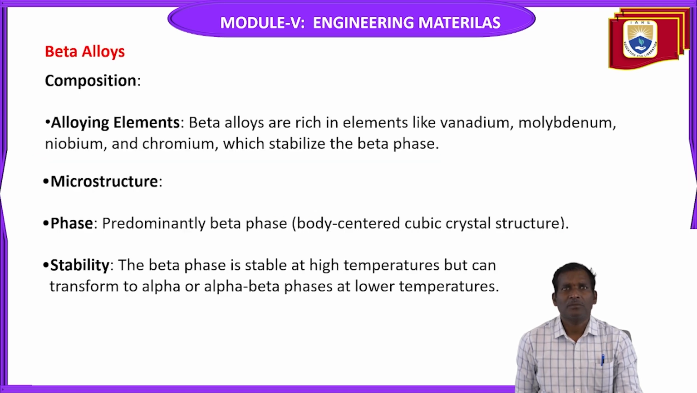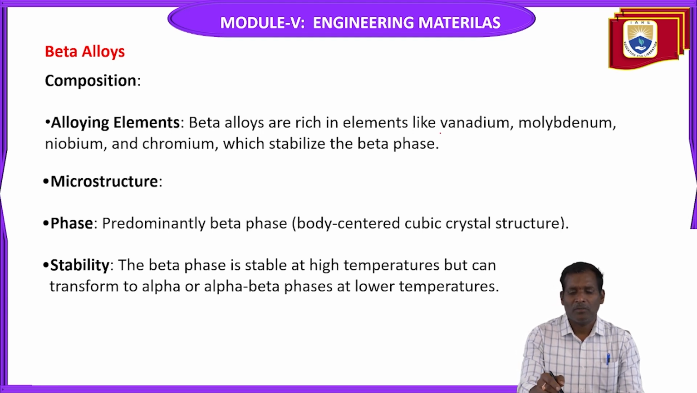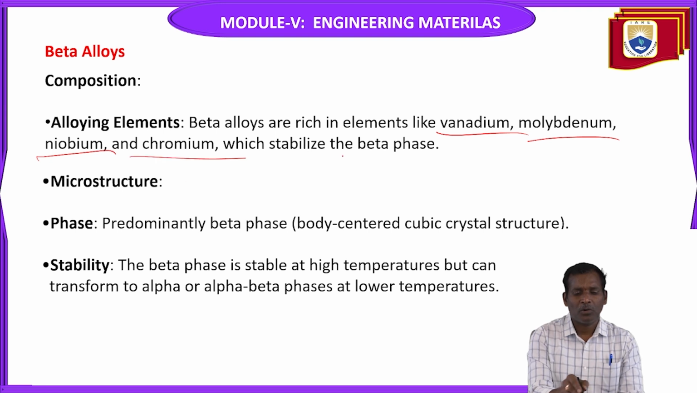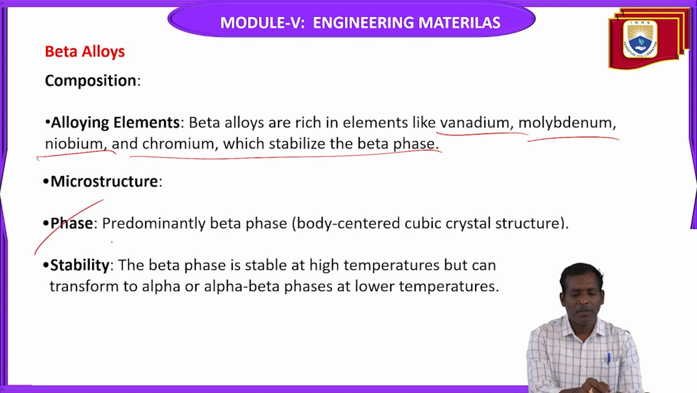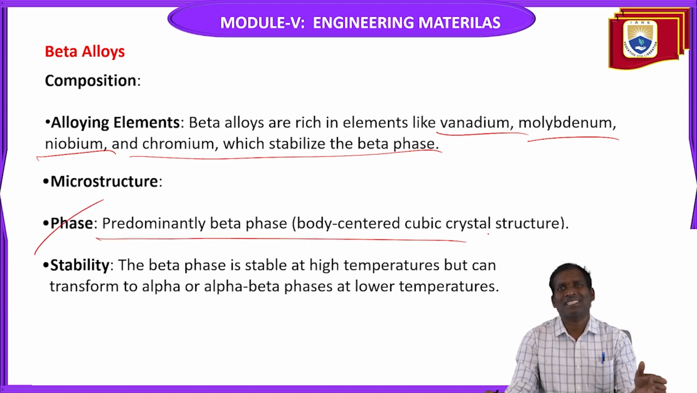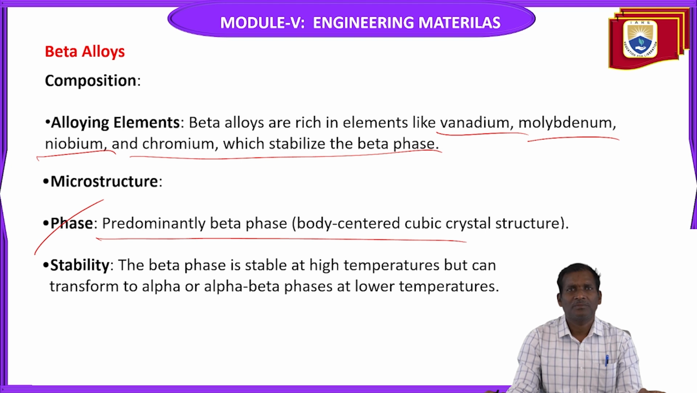The beta alloys. Alloying elements in beta alloys are mainly vanadium, molybdenum, niobium, and chromium which stabilize the beta phase. The microstructure, the phase is predominantly beta phase, that is body centered cubic crystal structure, BCC. So the beta phase is stable at high temperatures but can transform to alpha or alpha beta phases at lower temperatures.